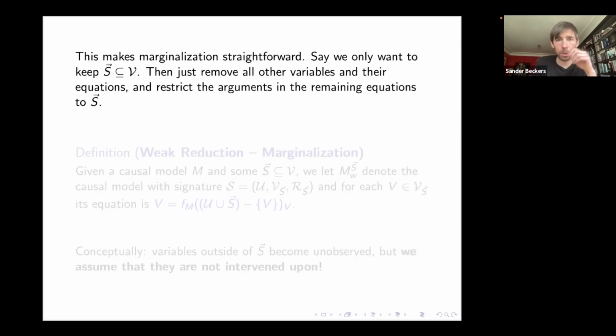Now, this is important because it means that we can now all of a sudden express the idea of marginalization in a very simple way. So marginalization is one particular type of abstraction. It essentially means I don't want to speak about certain variables anymore, so I'm just going to pretend that they don't exist. And other than that, the causal model stays the same.